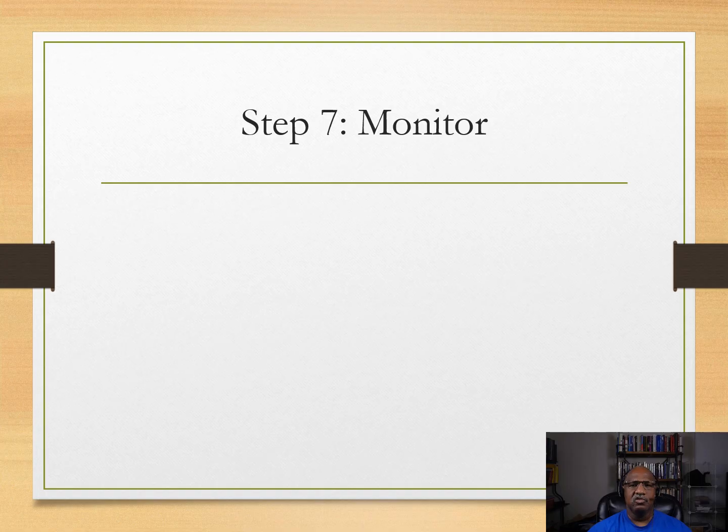And then the final step is monitor. In monitoring, once the system has been granted an authorization, it goes into what's considered to be continuous monitoring, where there's a continuous effort for a system to maintain its security posture. So all of the activities that are done in order to allow that system to maintain its authorization to operate are done in continuous monitoring.